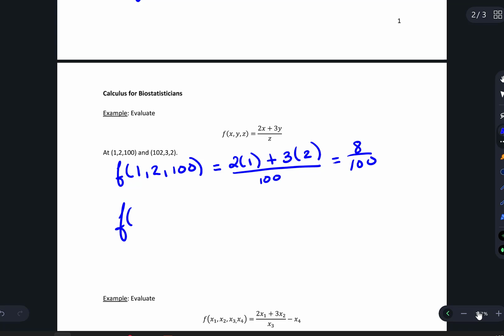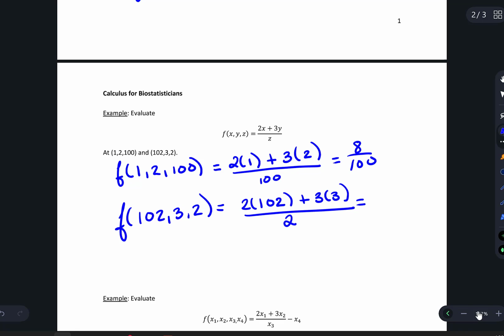Again, I could evaluate this function at 102, 3, and 2. Everywhere that I see an x, I'm going to plug in 102. Everywhere that I see a y, I'm going to plug in a 3. And everywhere that I see a z, I'm going to plug in a 2. And so notice this is going to be equal to 103 divided by 2.